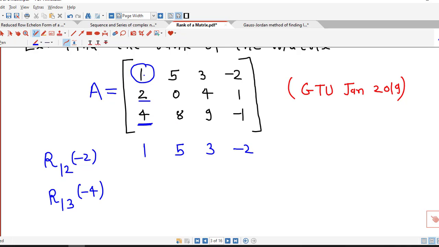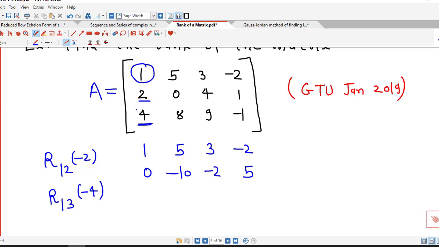We have to multiply the first row by minus 2 and add here. So minus 2 plus 2, 0. 5 into minus 2, which is minus 10, plus 0. 3 into minus 2, minus 6 plus 4, which is minus 2. Minus 2 into minus 2, which is 4, plus 1. So we have 5 here.